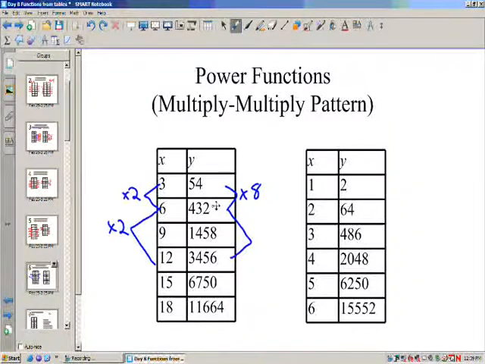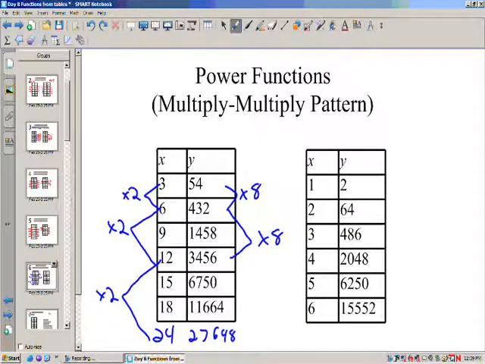So from 432 to 3,456, we should multiply by 8. Now we can't multiply this by 2 and still be in our function, but I guess I could have it out here. 24, if I multiply that by 2, I got 24. That would be 3,456 times 8, which is 27,648.